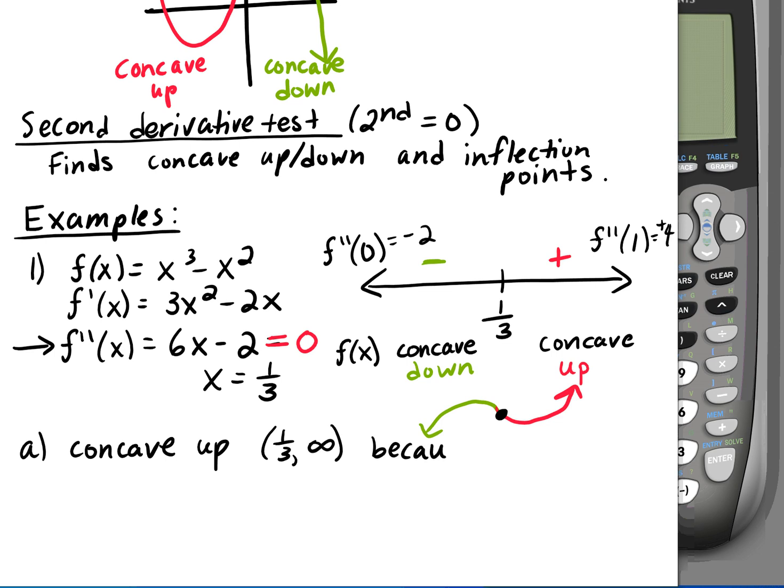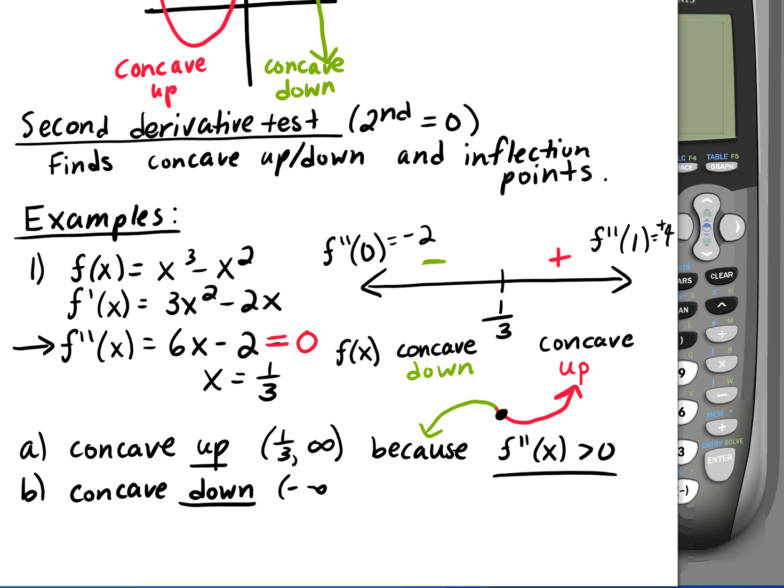because the second derivative is greater than 0, which is just another fancy way of saying positive. That's always going to be the case. Up and greater than 0 will always match up. And then it's concave down from negative infinity to 1/3, because that's where the second derivative is negative. Again, we'll put less than 0, a fancier way of saying positive versus negative for those.